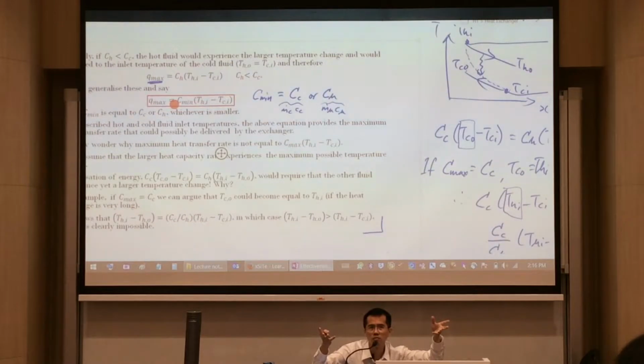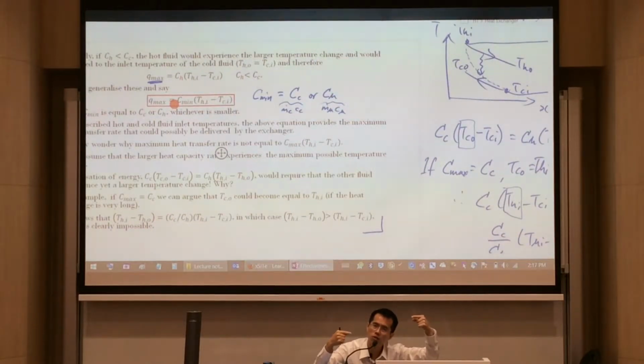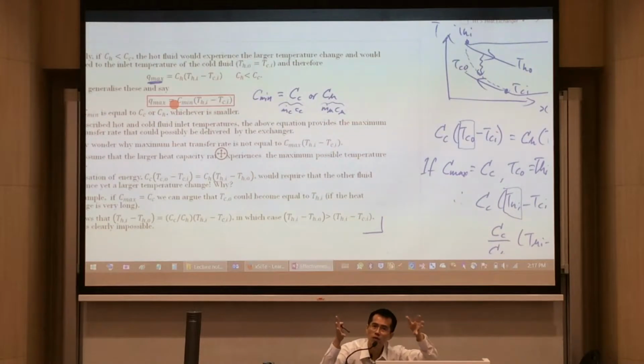Why is that so? Because your THI, which is your hot fluid coming in, must be the hottest in the entire heat exchanger. And the cold fluid is supposed to flow in to cool down this hot fluid, so that cold fluid must be the coldest in your heat exchanger. So these two inlets, hot and cold, represent the largest temperature difference in your heat exchanger. Take that largest temperature difference, multiply by C min, and you get your Qmax.